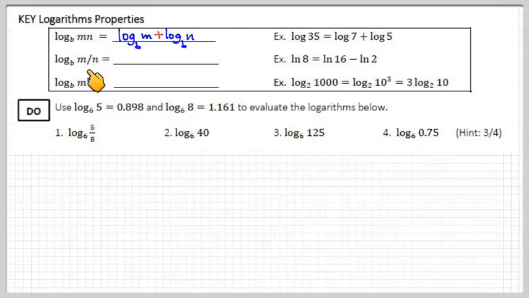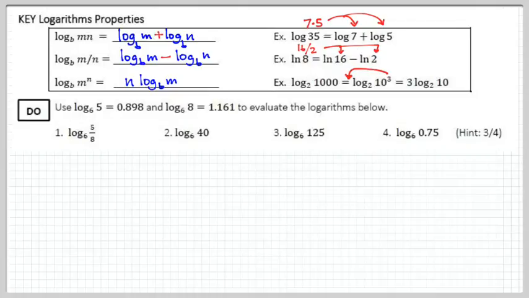When we have division in the input of the log, we can break that up into two logs, one subtracted by the other. So log of m divided by n is equal to the log of m minus the log of n. And the last one is the exponent property. When we have a power inside, we can take this little n and pull it to the outside as such.